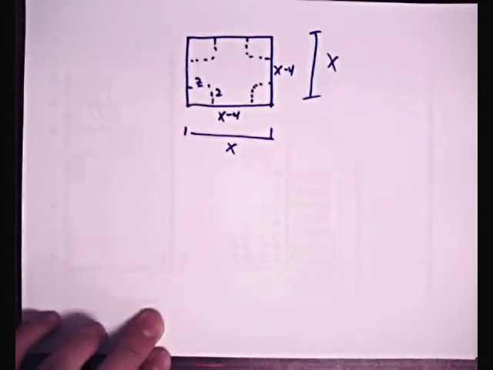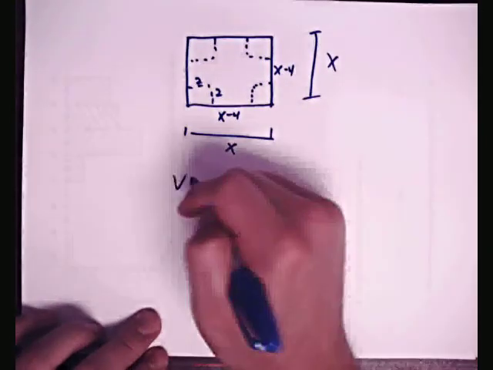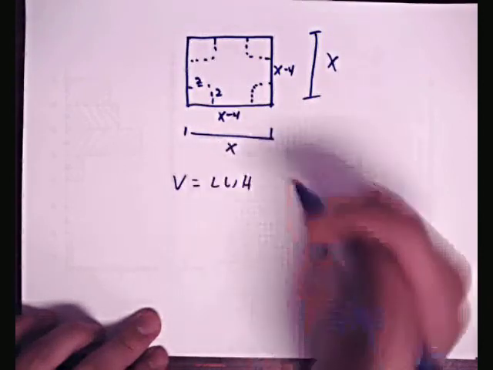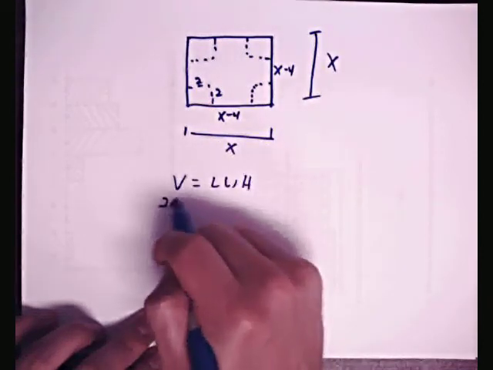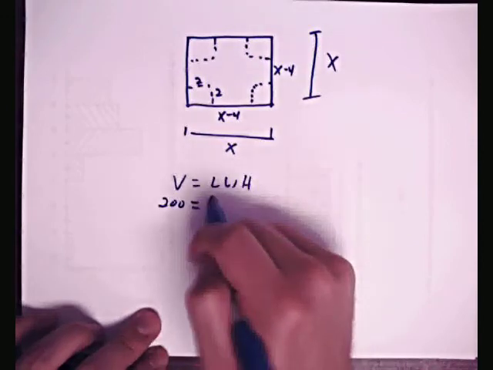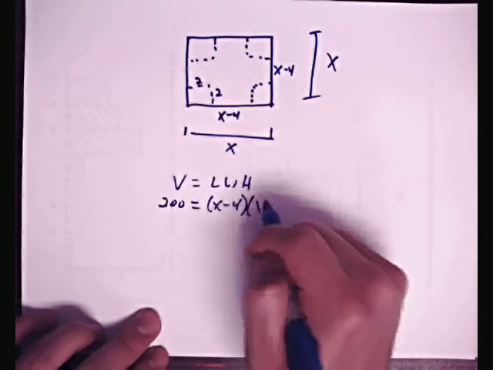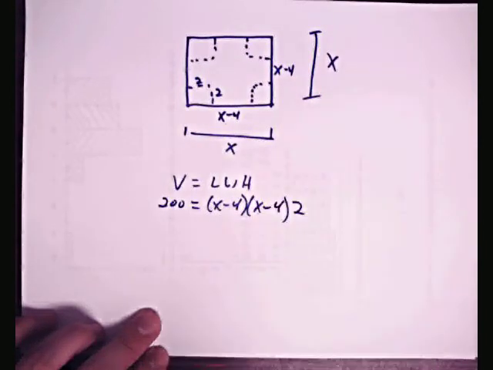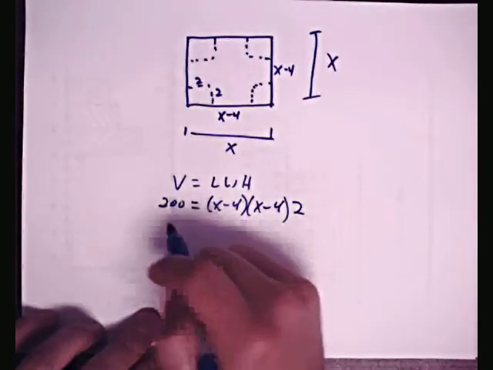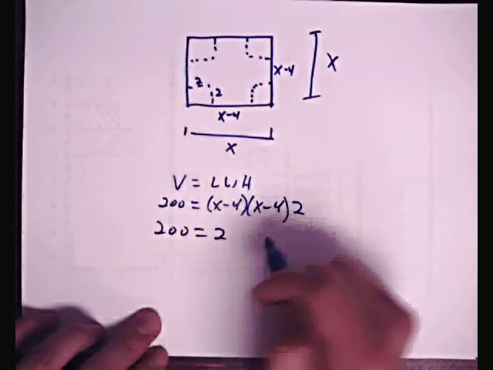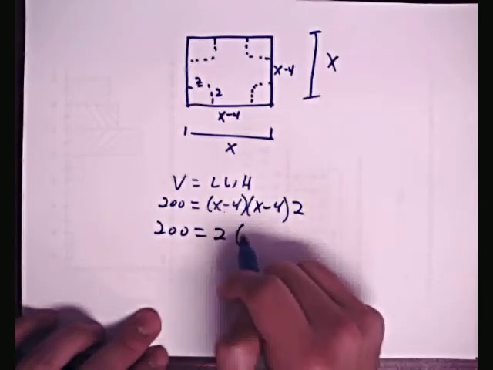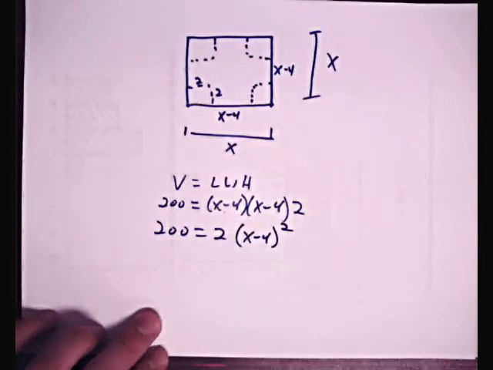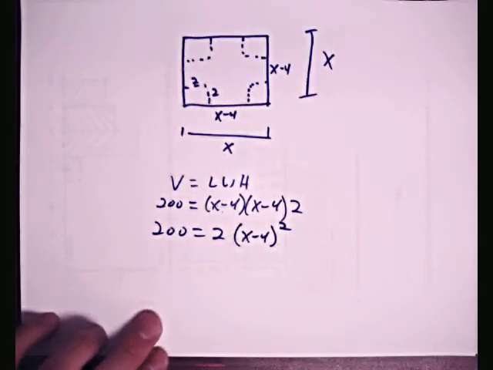So volume for any box is length times width times height. For our situation, it says the volume should be 200. The length is x minus 4. The width is also x minus 4. And the height will be 2. If we rewrite this slightly, bring the 2 out front, since there are two x minus 4's multiplied together, we can call that x minus 4 squared. So this is nothing more than a quadratic equation that we solved with the square root property earlier.